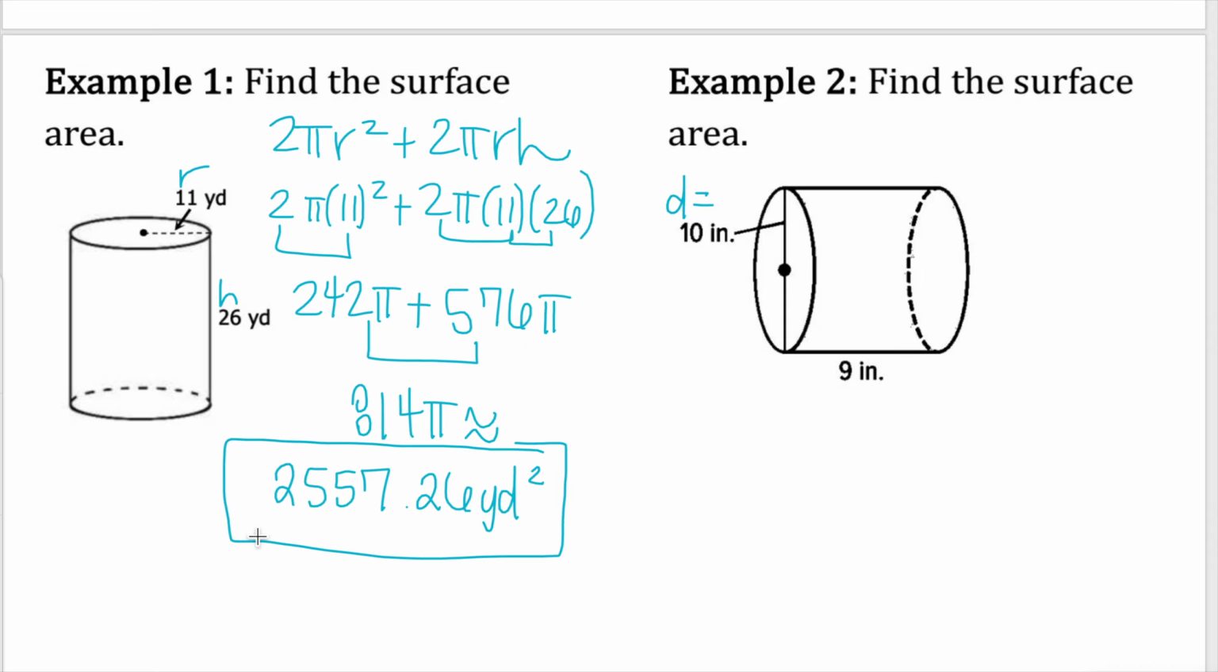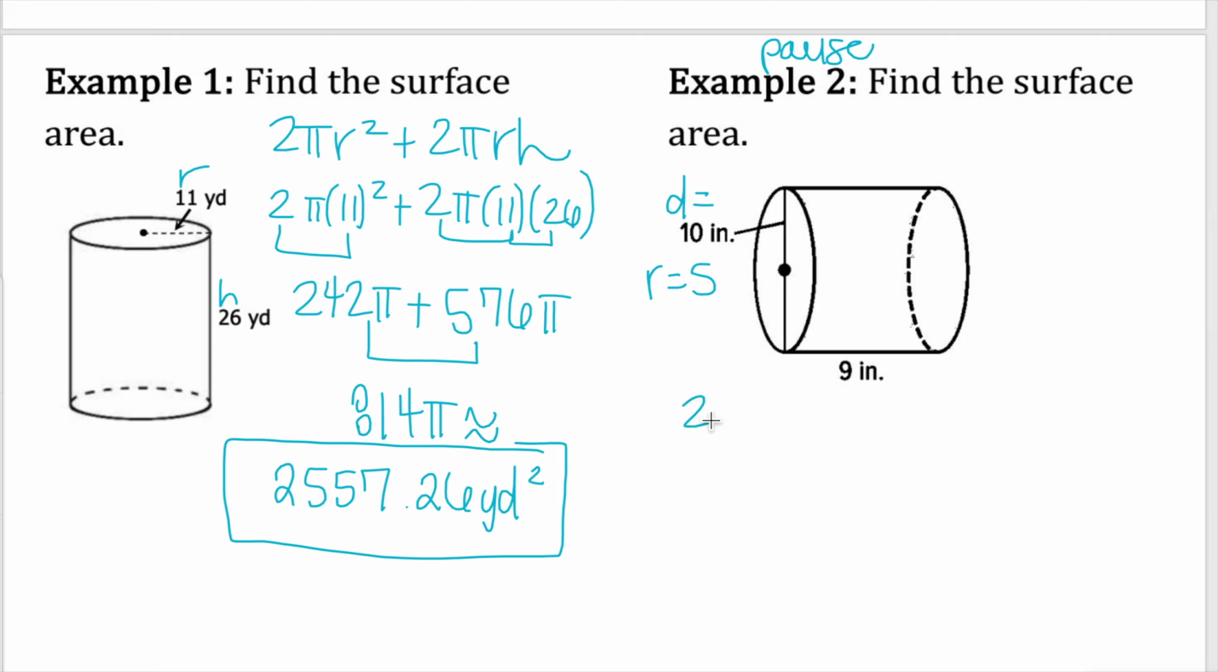So, sorry for the interruption, 2,557.26 square yards would be the surface area of the cylinder. If you want to try example 2 on your own, go ahead and pause the video here, and then whenever you're ready to check, go ahead and click play. So example 2, we are given the diameter of the circle, so I want the radius, which is exactly half.